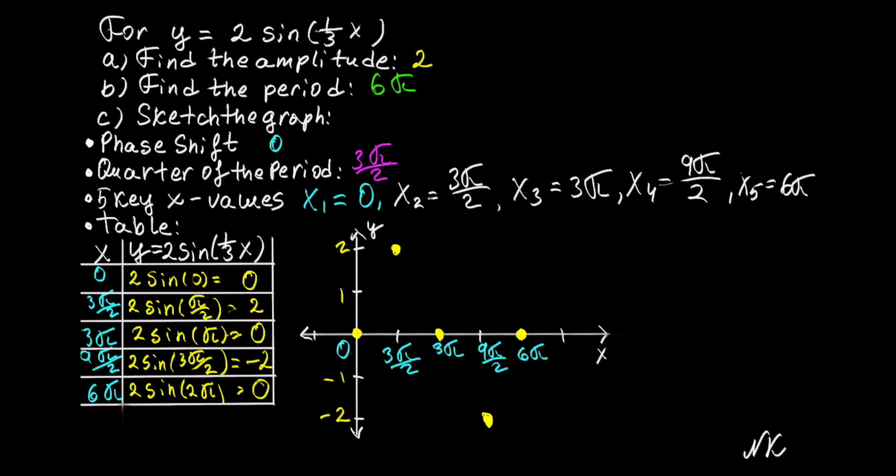Once we plot all the points, we can connect them with a curve. And this is one period of y equals 2 sine of 1/3 of x. That's all.